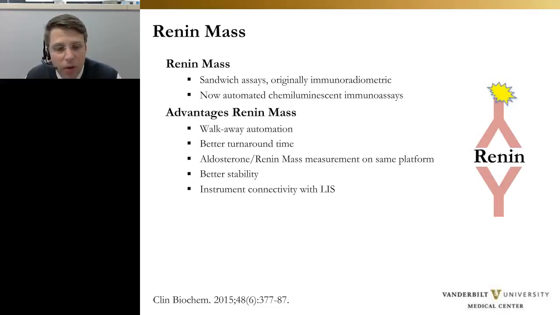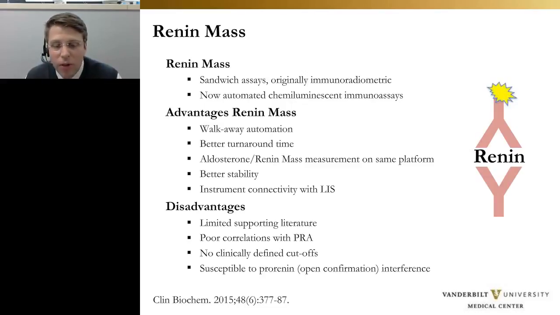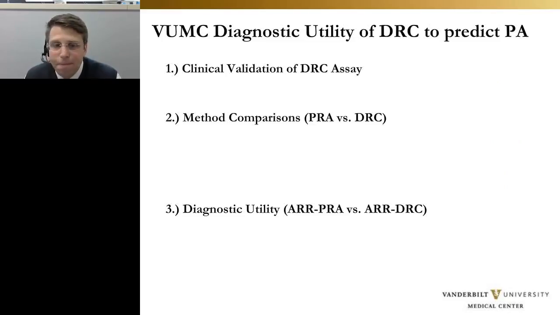However, renin mass immunoassays are rarely used in the diagnostic workup of primary aldosteronism due to questionable correlations with plasma renin activity, cutoffs that are based on conversion factors from method comparisons, and an overall unknown diagnostic utility to predict PA. Also, there is a higher potential chance for pro-renin interference, which we'll discuss briefly in a little while.